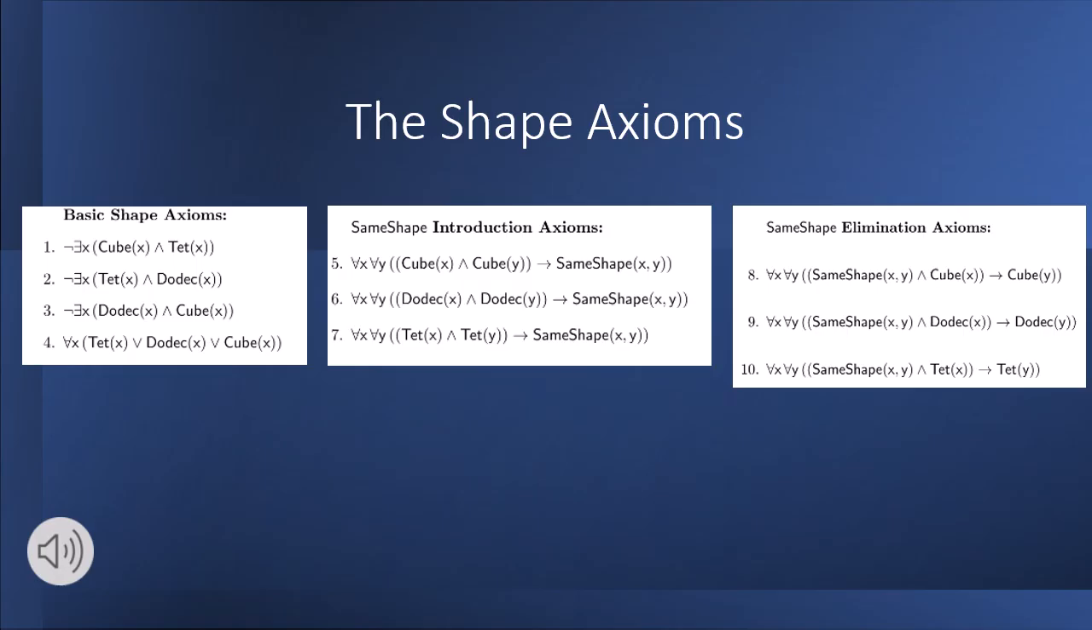And then in terms of elimination, if we know that two shapes are the same, so x, y satisfies the predicate same shape, and x is a cube, well, then we can eliminate same shape and obtain the cube y predicate. In other words, y has to have exactly the same shape. And likewise, the same thing can be done for dodec and tet. And these last 6 axioms are all that are needed to prove all of the statements in Tarski's world that are true about the shapes.